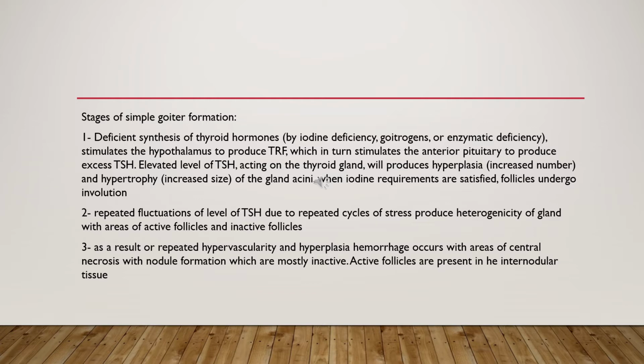Repeated fluctuations in the level of TSH due to repeated cycles of stress produce heterogeneity of the gland, with areas of active follicles and inactive follicles. At the end of the pathological process, hemorrhage occurs in the areas of central necrosis, with nodule formation, which are mostly inactive, while active follicles are present in the internodular tissue.